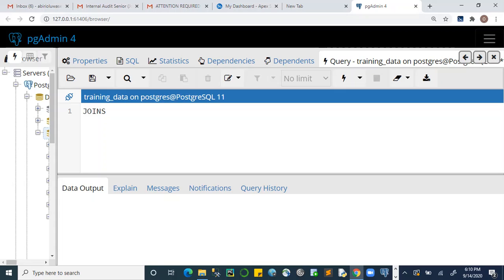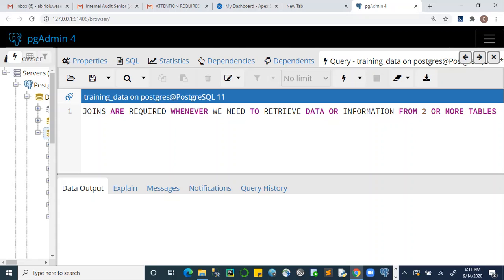Joins are required whenever we need to retrieve data or information or records from two or more tables.